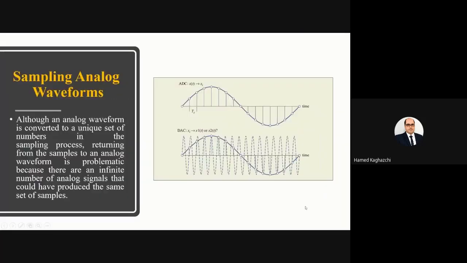I talked about this problem. I said that if you take Ts like that, after converting analog to digital, now when we want to convert digital to analog, this x1 can be the analog signal of this sampled waveform, and also this dashed signal can be the analog form of the sampled signal.